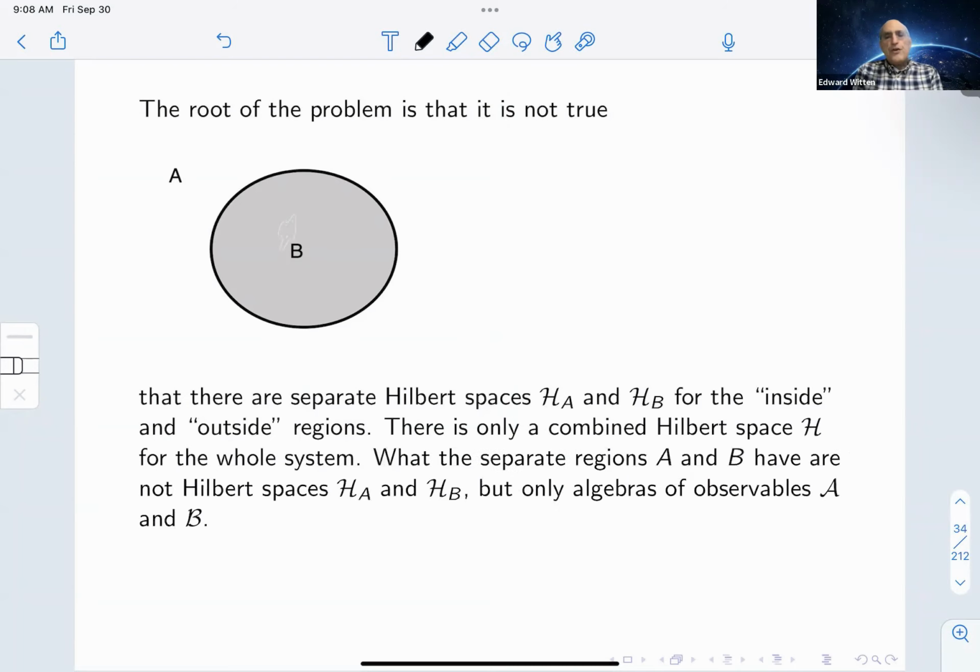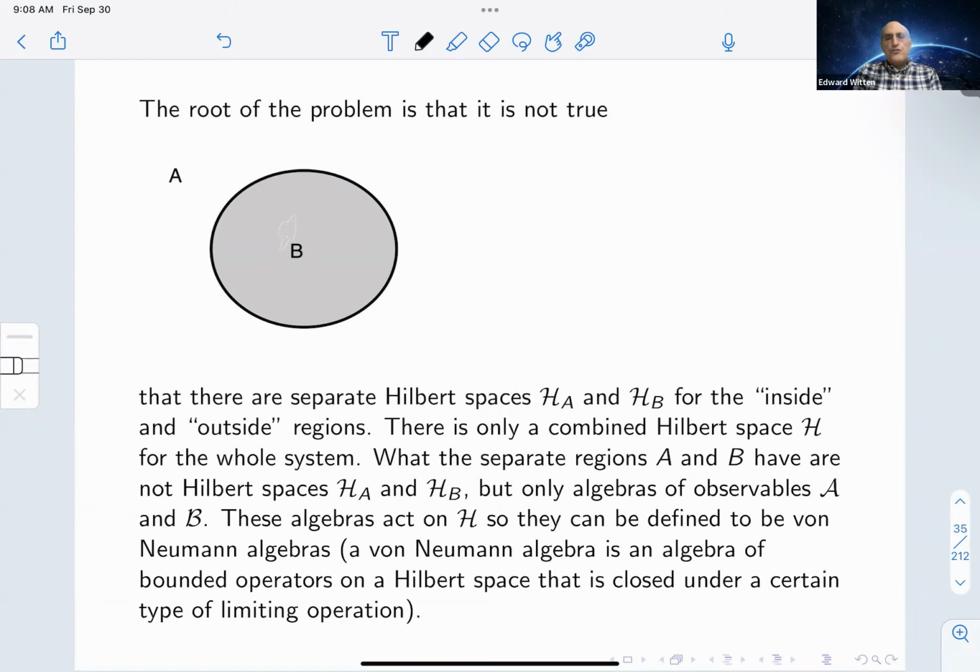What the separate regions A and B have are not Hilbert spaces H_A and H_B, but only algebras of observables that I'll call curly A and curly B. These act on the physical Hilbert space of the system, so they can be defined as von Neumann algebras. A von Neumann algebra is just a fancy name for an algebra of bounded operators on a Hilbert space in which certain kinds of limits are allowed.